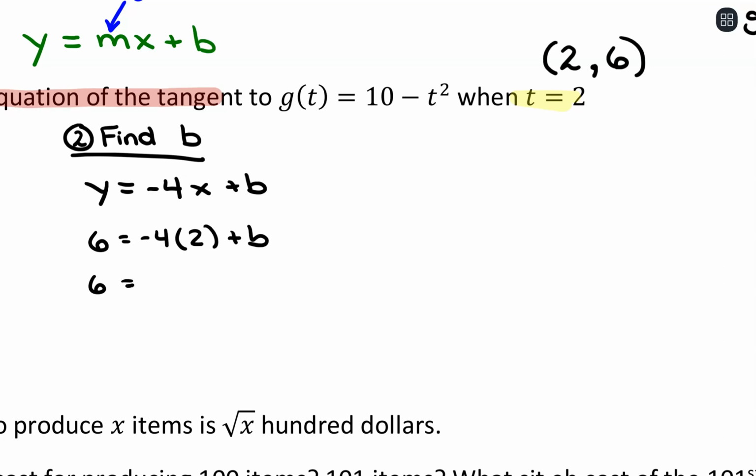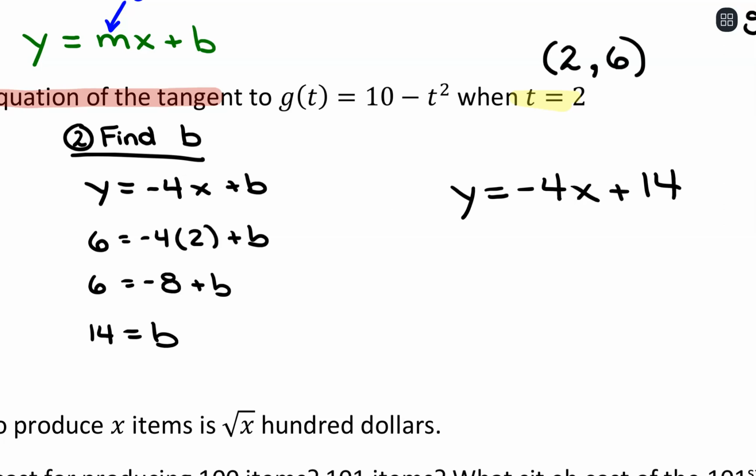So 6 equals negative 4 times 2, which is negative 8. And add 8 to both sides, so b is equal to 14. So the equation of our tangent line is y equals negative 4x plus 14. And let's take a look at that graph.